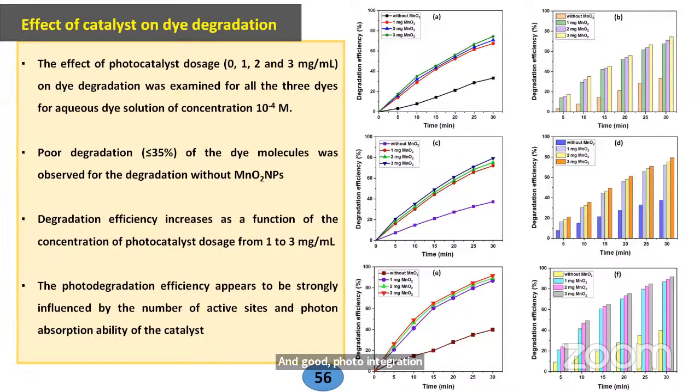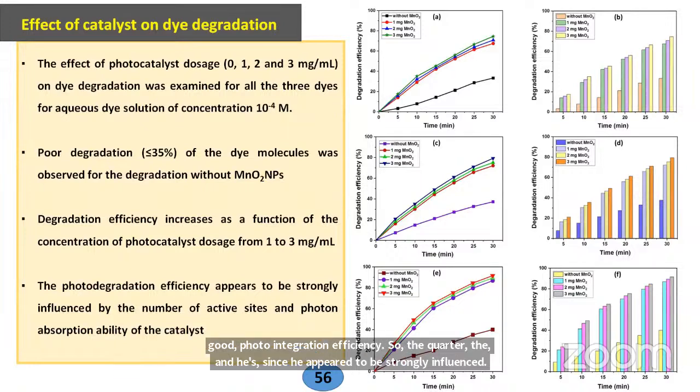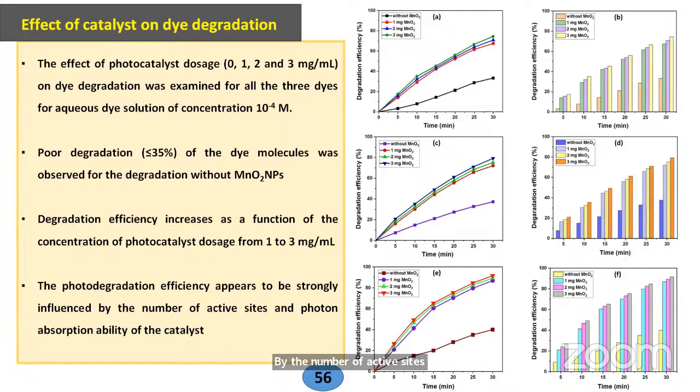So the photodegradation efficiency appears to be strongly influenced by the number of active sites and the photon absorption ability of the catalyst, because it is getting some energy.